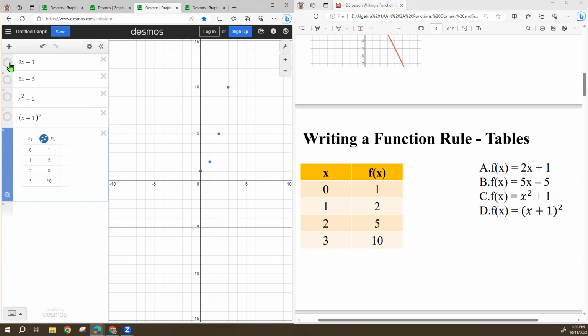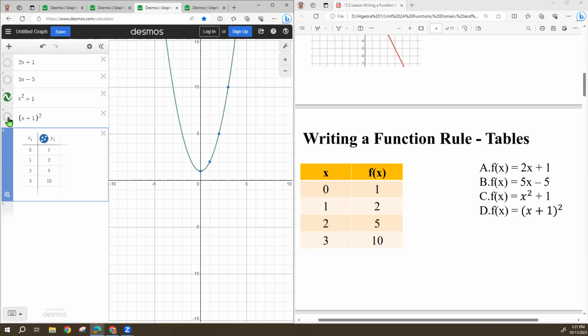And so now, if I press this button on the left side, it's going to show one of my lines. And the line that goes through all those points is going to be the function that this table describes, because those points have to be on the line if it's going to represent that table. So it's not this red one. It's not that blue one. It looks like it's the green one.